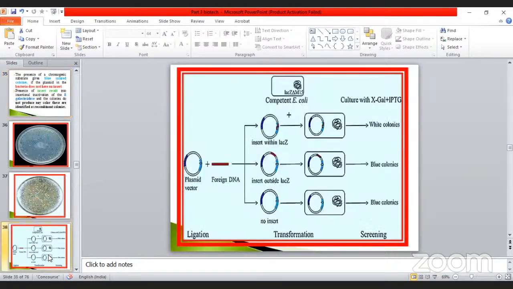And this is the methodology, you already know about the white colonies and the blue colonies. The plasmids are connected with the foreign DNA molecule and cultured in the particular medium. What will you get? The white colonies. What do the white colonies denote? The inserted gene is in the beta-galactosidase, so the other two are not inserted. No insert, as well as insert outside the lacZ, is also visible as blue in color. Only the inserted one will be white in color. You already know about it.